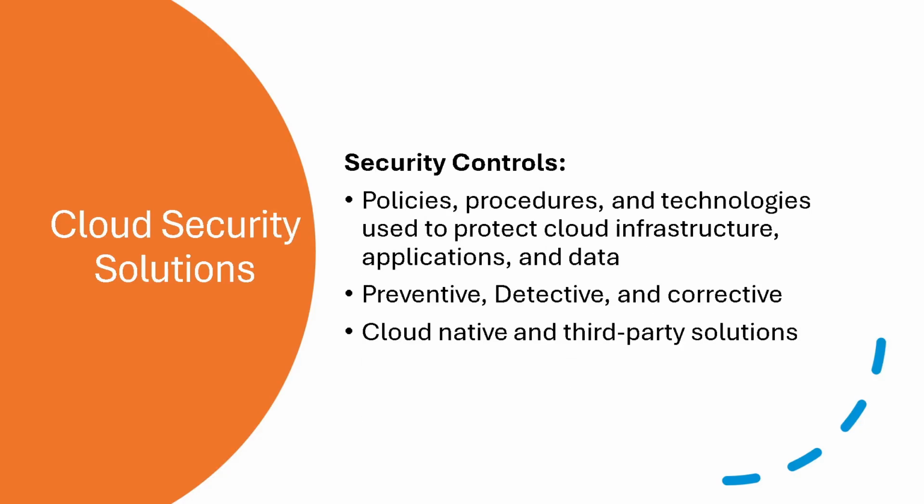Security controls. Controls refer to the policies, procedures, and technologies used to protect cloud infrastructure, applications, and data. These controls can be preventive, detective, and corrective. Preventive controls are measures to prevent security incidents. Detective controls are measures to detect security incidents, while corrective controls are measures to respond to and recover from security incidents. These controls can be cloud native or can come from third party solutions.